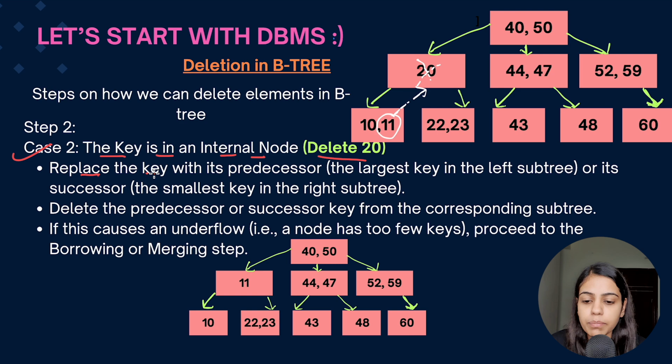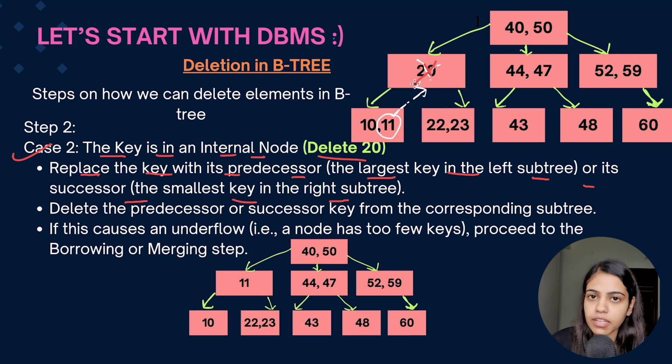So what we do is we replace the key with its predecessor, the largest key in the left subtree, or its successor, the smallest key in the right subtree. So here we have to delete 20, but the minimum number of keys required for a given node is 1. So if we delete 20, it will violate the B-tree rule.